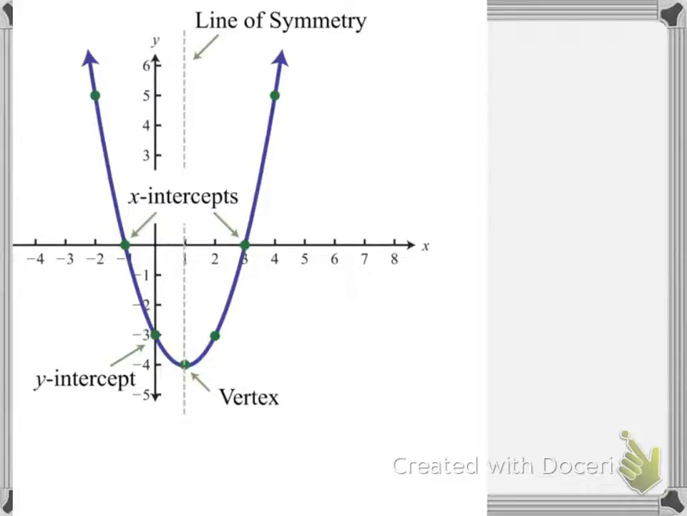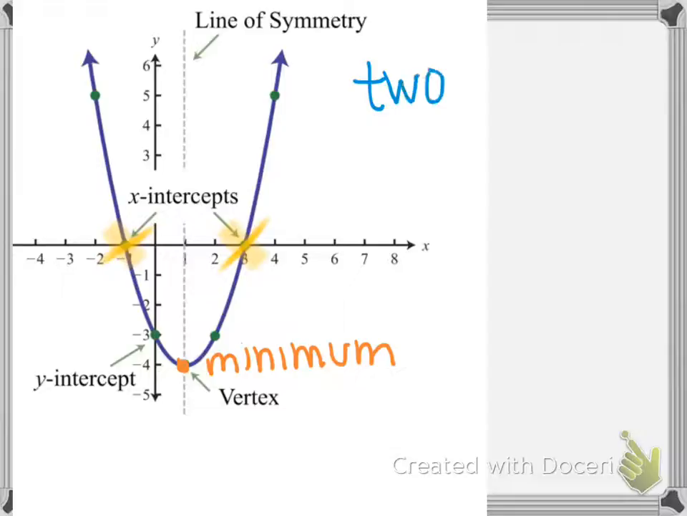Here, this picture has lots of things labeled for us, but the things that we know, the vertex in this case is here at the bottom, making it a minimum, which meant that the number in front of the x squared must have been positive because my graph is opening up. And then I also know that there are two solutions because here it crosses the x-axis and here it crosses the x-axis. Those two points where I can see that the graph is on the x-axis tell me that I have two solutions, which is what we just learned.